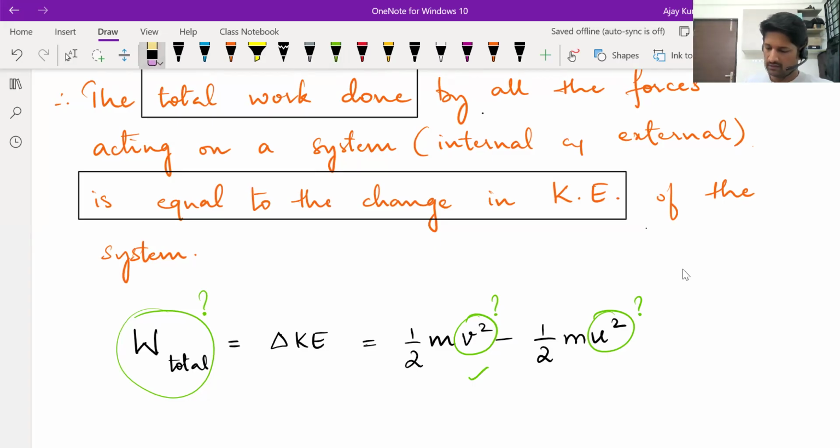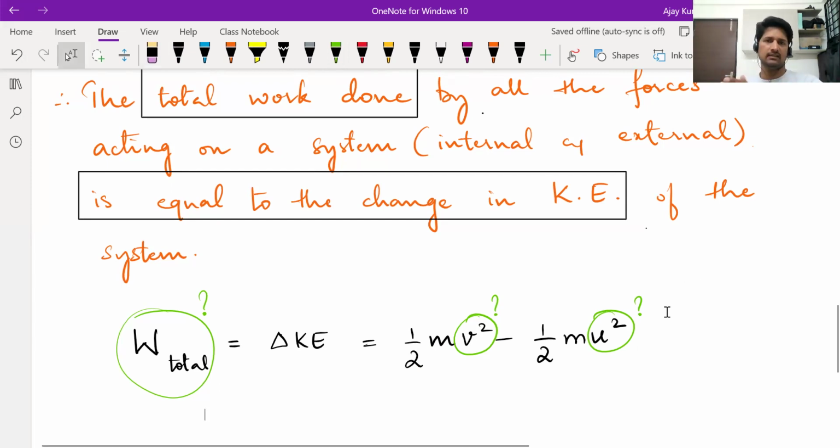But to find out initial speed, you need to know the final speed and the work. And see, work here is the total work done. You have to include work done by all forces. So you can use the work kinetic energy theorem to calculate work done by force, to calculate final speed, or to calculate initial speed, provided the other values are given or can be derived.